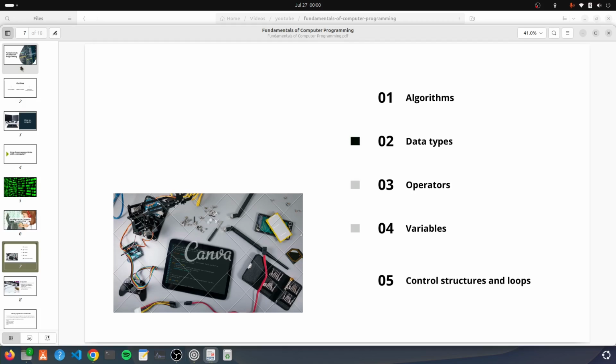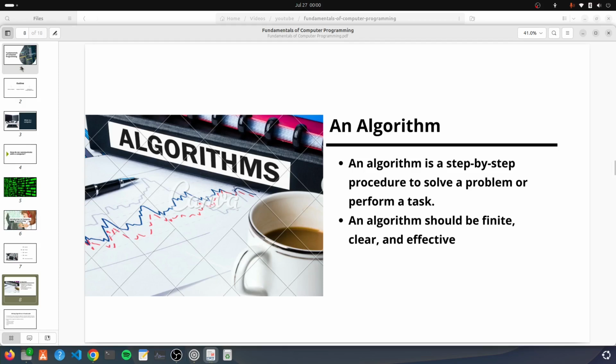And what then is an algorithm? An algorithm is a step-by-step procedure to solve a problem or perform a task. Think of it this way. Imagine you wake up early in the morning, you check your time, and you realize that you are late for work. The next thing is that you plan how to get to work early. That is the problem at the moment.